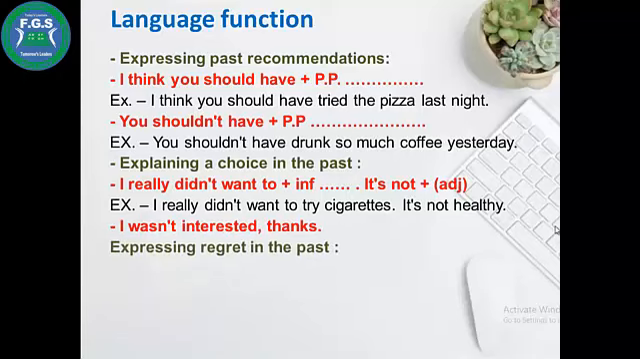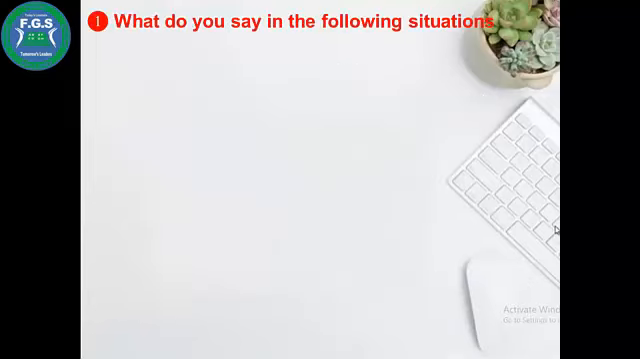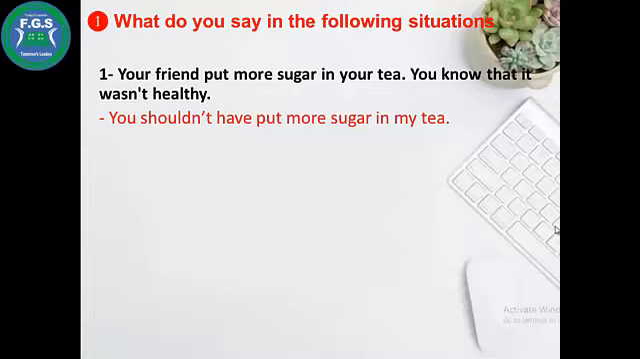Expressing regret in the past. I really shouldn't have plus the past participle because, for example, I really shouldn't have tried that cigarette because it's very dangerous. What would you say in the following situation? Number one, your friend put more sugar in your tea. You know that it wasn't healthy. You shouldn't have put more sugar in my tea.